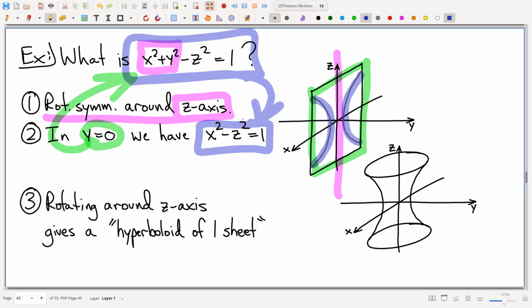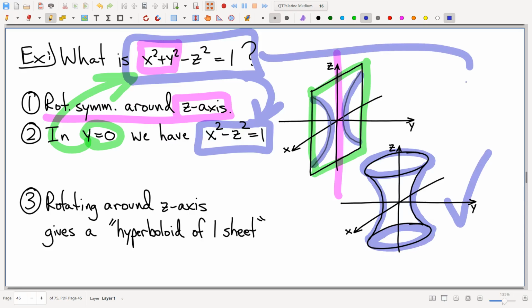And now again, geometric appeal. I've got my cross section. I know all I have to do is rotate it around the z-axis. And so geometric appeal, rotating that hyperbola, makes this shape, something kind of like that. And there you go. So that's what that surface is.